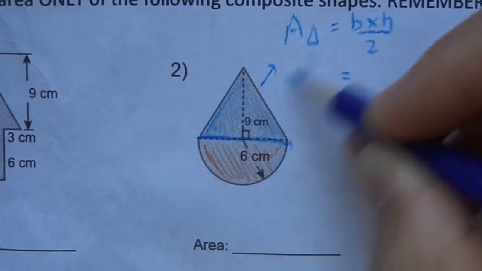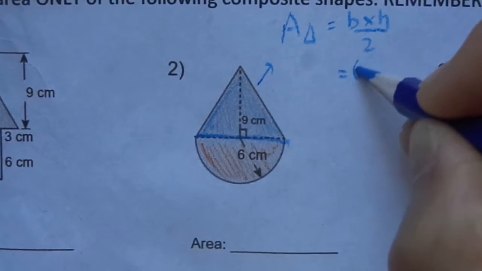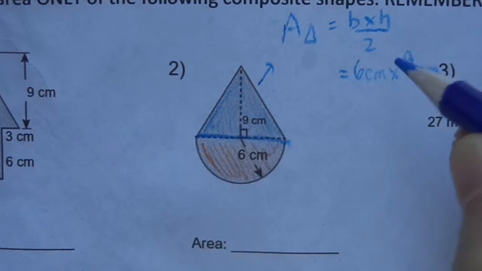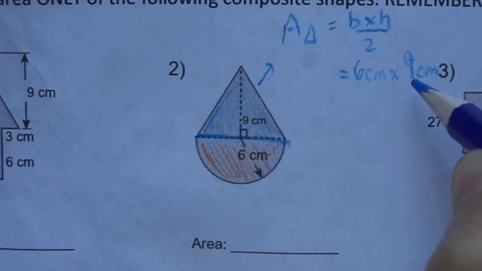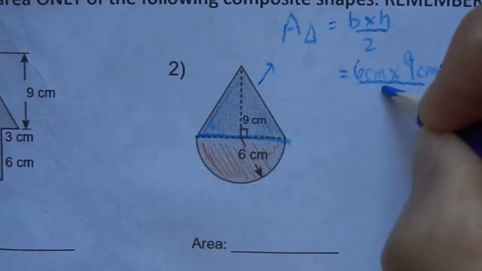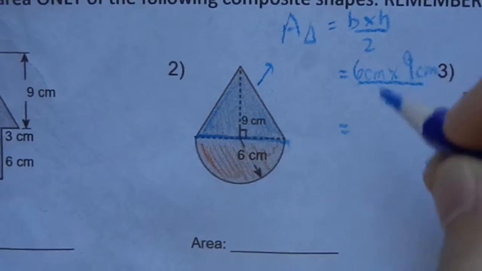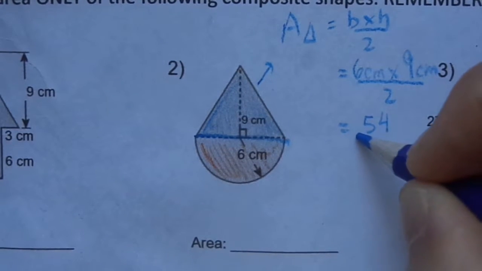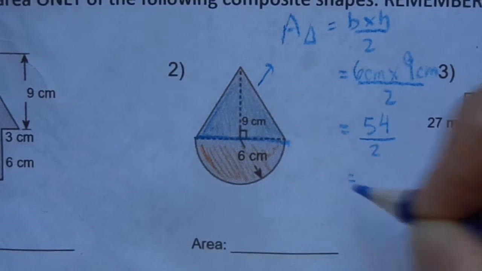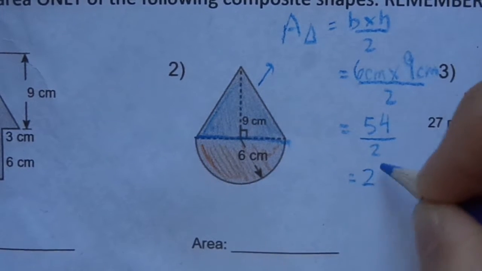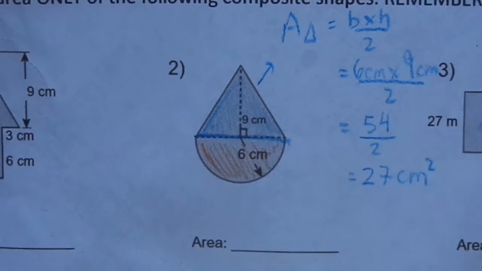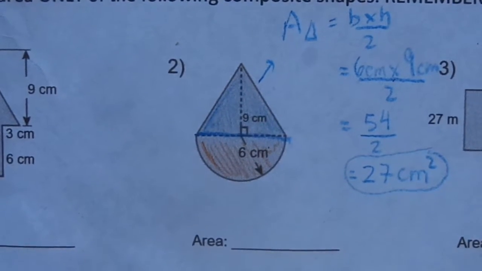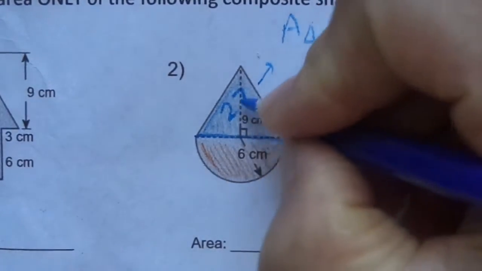Remember color coding? Okay? So as we can see here, we got 6 centimeters times 9 centimeters. Now, I don't usually write units when I'm solving. I don't write the units till the end. But in this case, I did. So 6 times 9, you can type that in your calculator, but it will give you 54 divided by 2, and that will give you 27 centimeters squared. That's right. Okay. Now, once I have an answer here, I circle it so I don't forget. So in here, I've got 27.